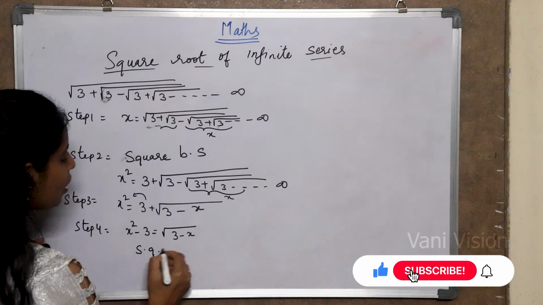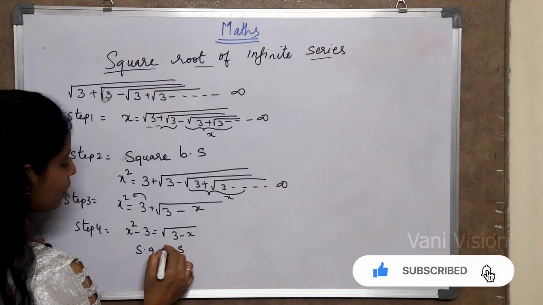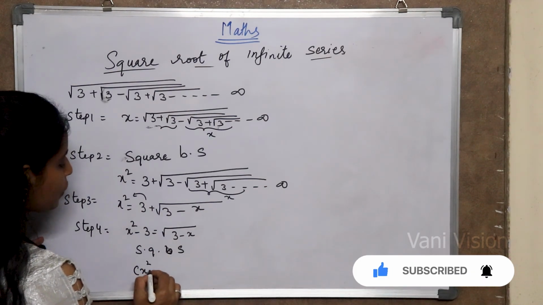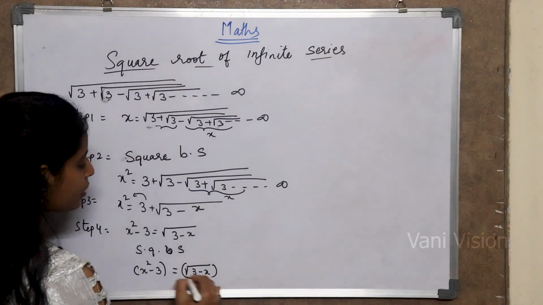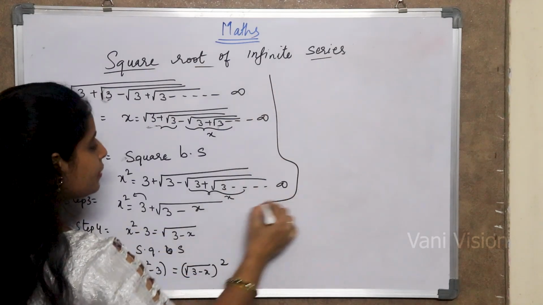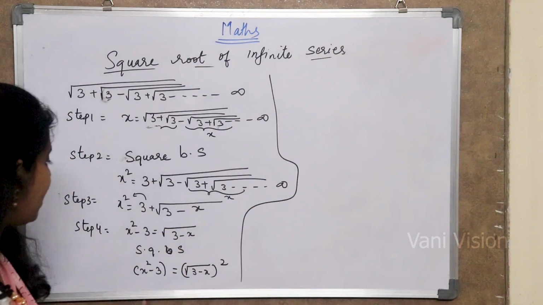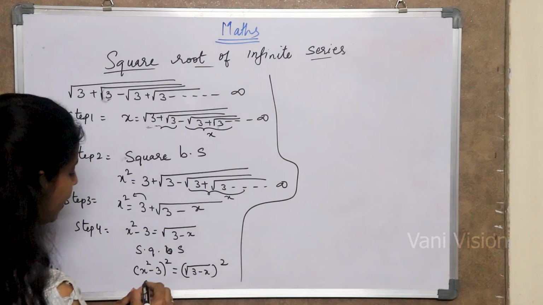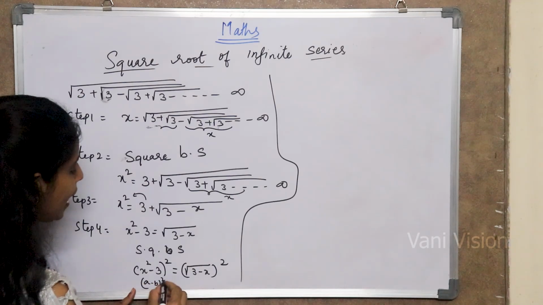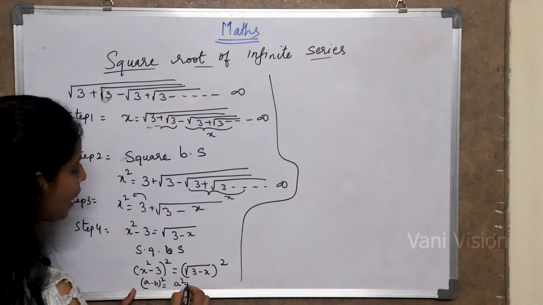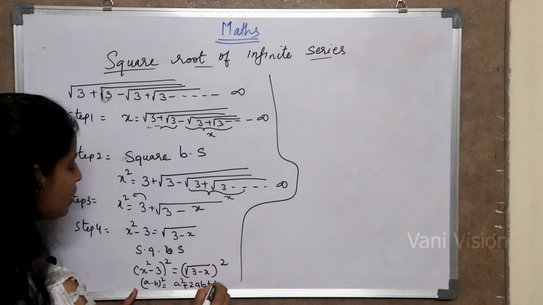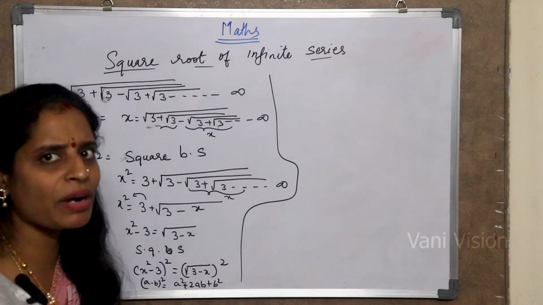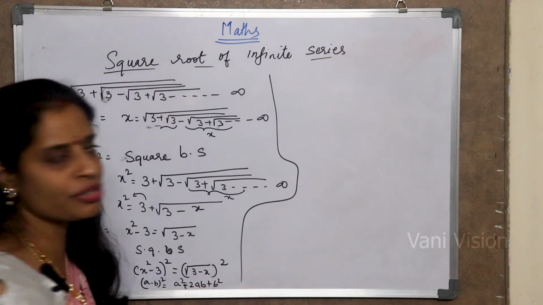Then squaring on both sides again, it becomes x square minus 3 is equal to root over 3 minus x, whole square. So which formula are we going to use here? Use (a minus b) whole square is equal to a square minus 2ab plus b square. If not, a square plus b square minus 2ab also you can use.